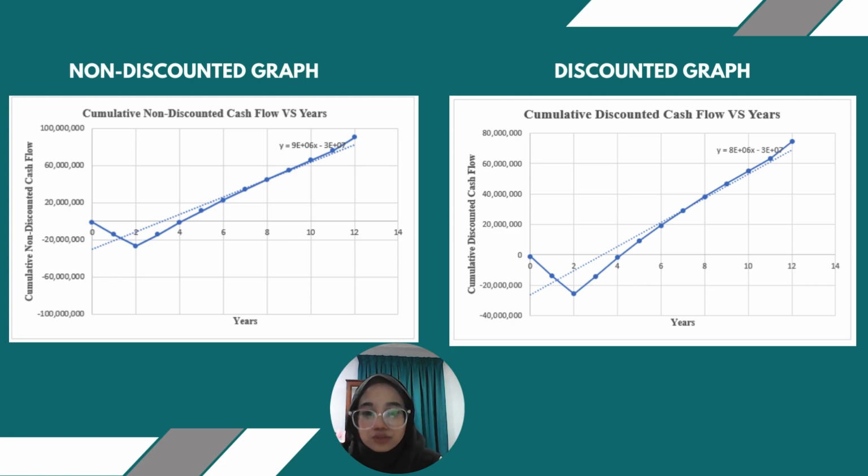So this is the two graphs of non-discounted and discounted. On the left side is the non-discounted graph, which is the cumulative non-discounted cash flow versus year, and the right side is the cumulative discounted cash flow versus year.